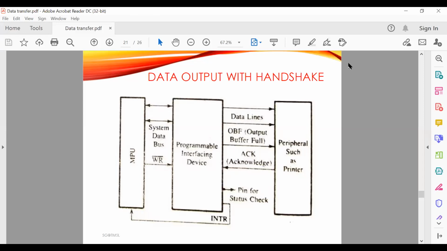Any doubt regarding the handshake signals? Programmable devices with handshake signals? In this topic, do you have any question? You can ask me now. No, sir.